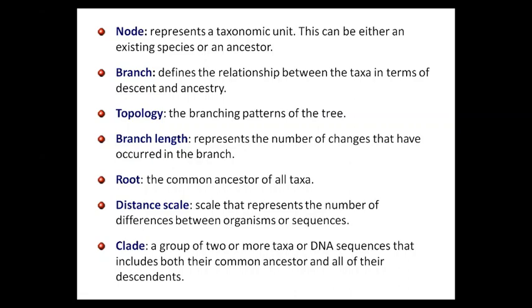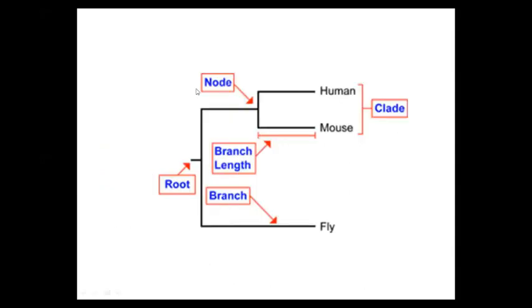Then a clade. A clade means a group of two or more taxa or DNA sequences or fragmentary sequences that include both their common ancestor and all their descendants. So for example, here in this phylogenetic tree, human and mouse are making a clade, and their variation is minimum in this particular phylogenetic tree. Whereas the fly here represents a distant relative of human and mouse. The distance is proportional to the length of these branches. I already said the branch length will be the distance.